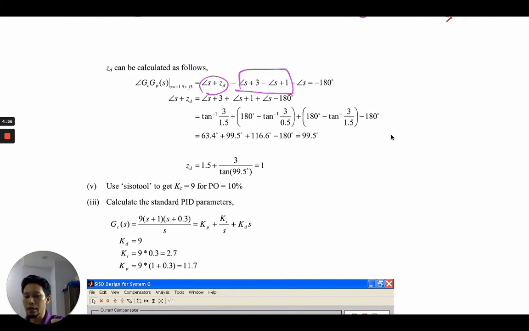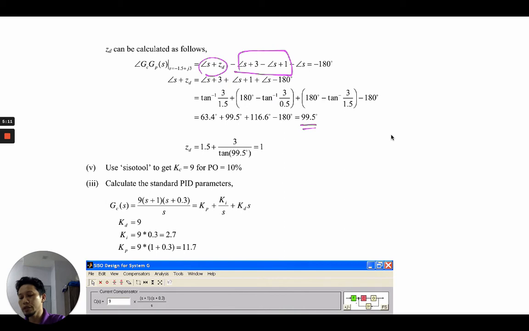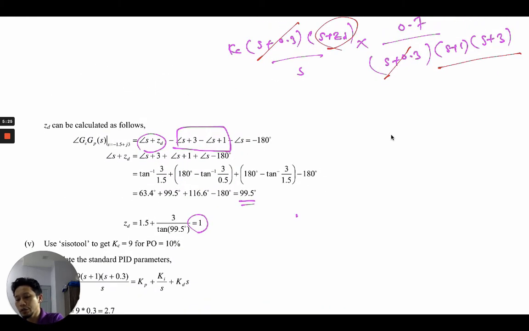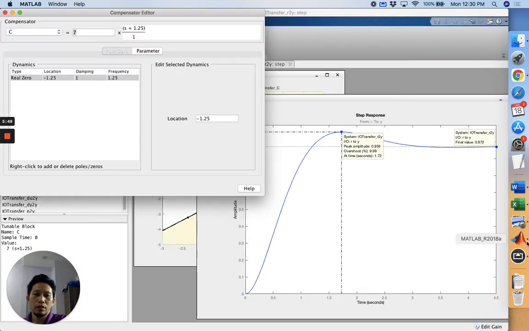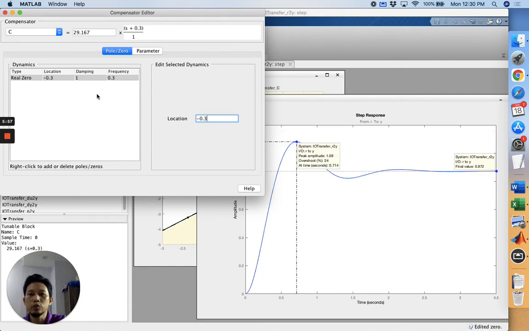Now the next step is we calculate the angle of s plus Zd. Using the same method that I have explained, we can find the angle to be 99.5 degrees. And then using the arctan, you can find Zd to be 1. When you put it into the controller, what we have now is Kc (s plus 0.3)(s plus 1) over s. So we can put this controller into the SISO tool, and try to get the location of Kc that will yield a 10% overshoot. So we have 0.3 for the Zi, and then another real zero Zd, which is located at 1.